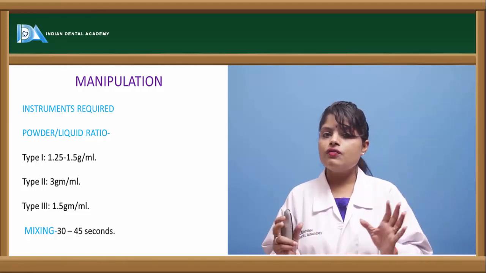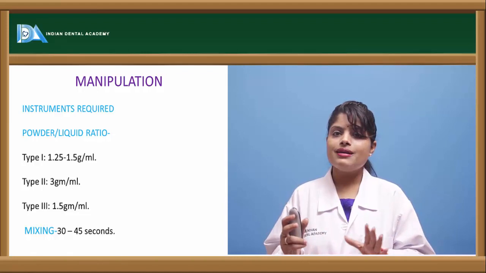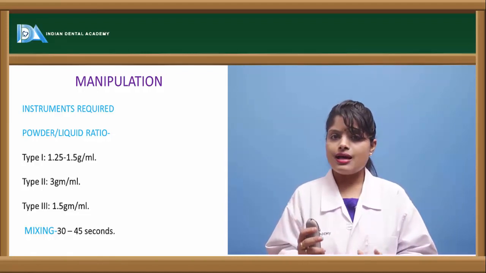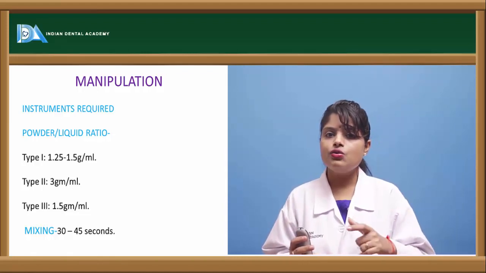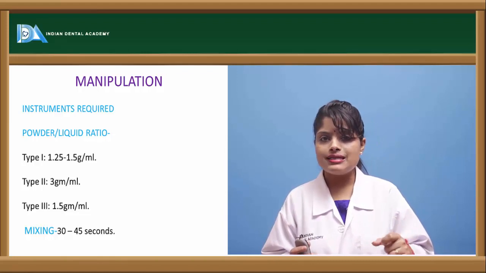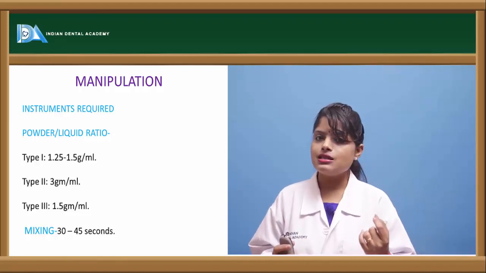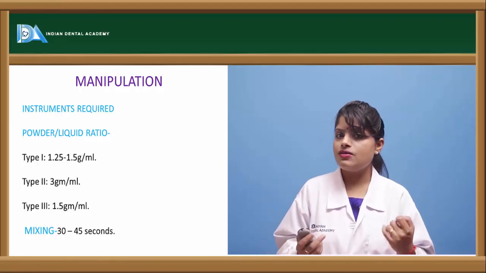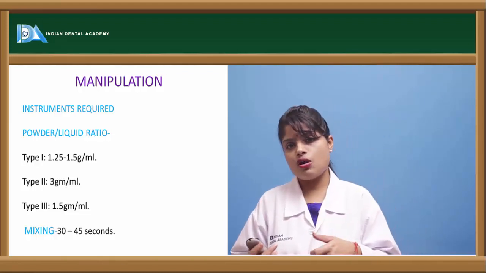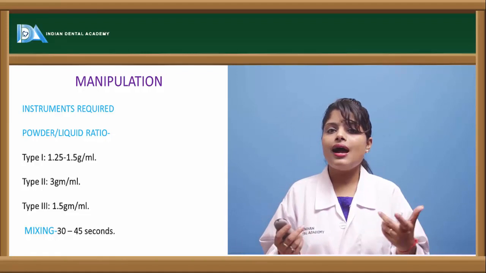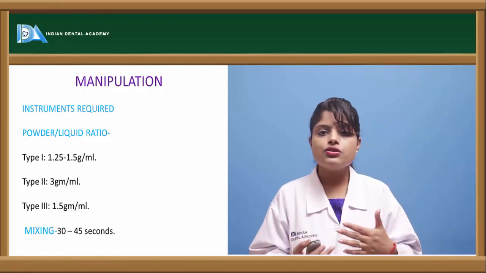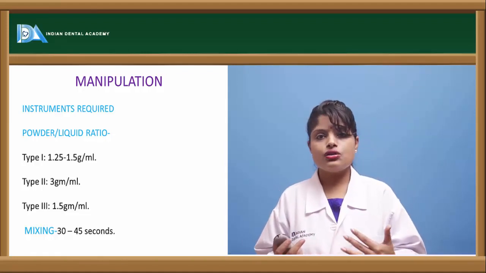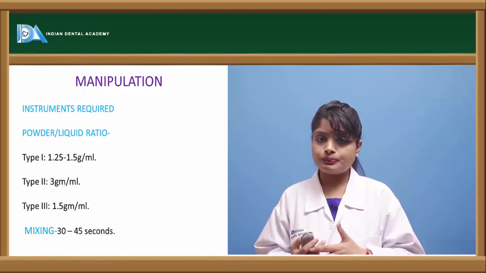Now let us see how we can manipulate the glass ionomer cement. First of all, we do not use a glass slab in mixing the glass ionomer cement. In fact, we use a paper pad for mixing and an agate or plastic spatula, because if we mix it with a metal spatula or on a glass slab, the ions will leach away and this will also lead to discoloration of the cement.